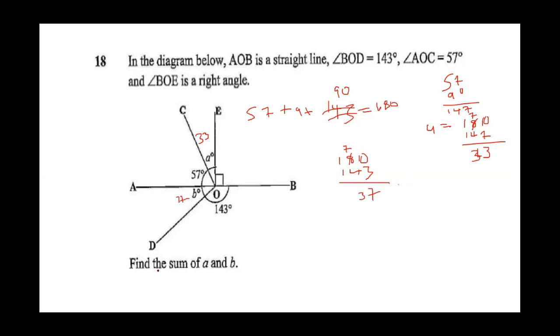Now what they are saying is find the sum of A and B. So we just add now 33 plus 37. So 3 plus 7 is 10. Carry 1. And 3 plus 3 is 6 plus 1 is 7. So the answer here is 70.